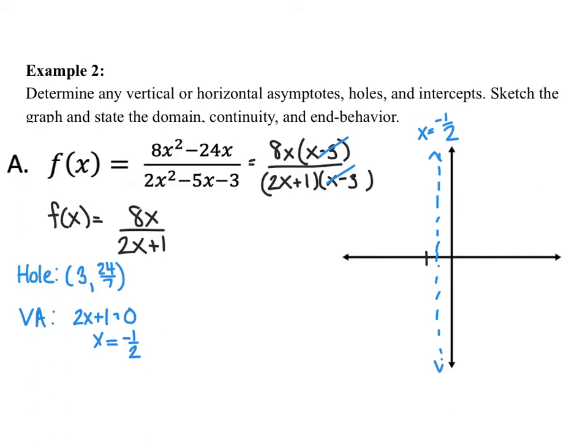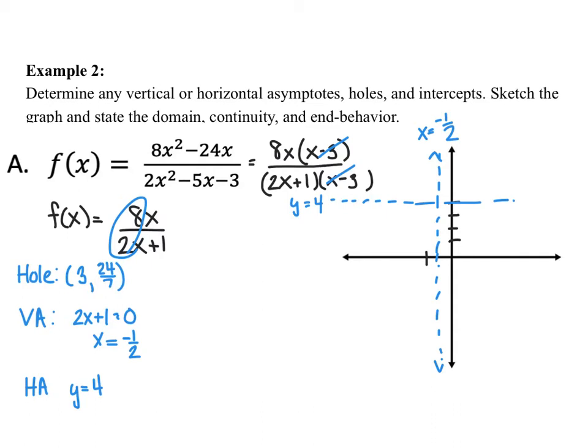How about horizontal asymptotes? Well, the degrees of the top and bottom are equal, so it would be formed by the ratio of 8 over 2. So y equals positive 4 would be my horizontal asymptote. So I'm going to draw a blue dotted line here at y equals 4. And next I need to find any intercepts, and then I'll state domain, continuity, etc.